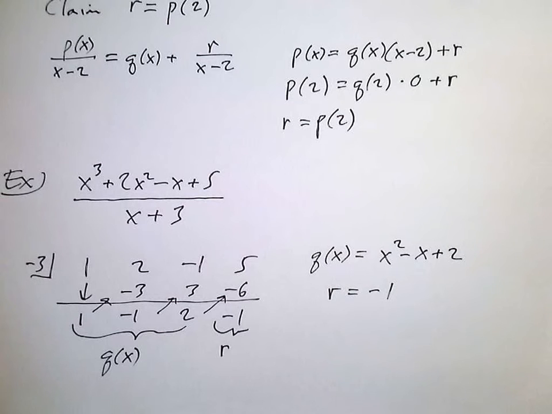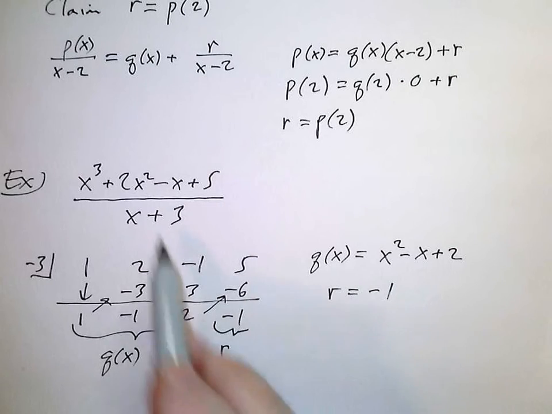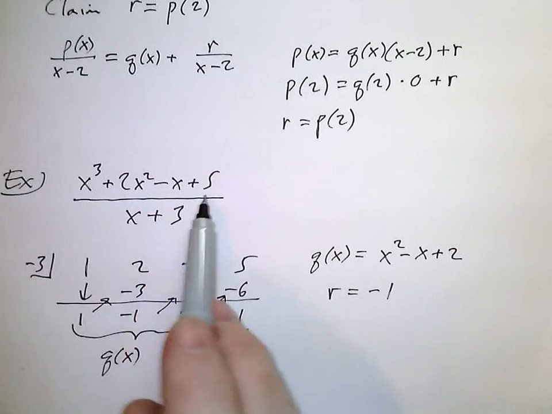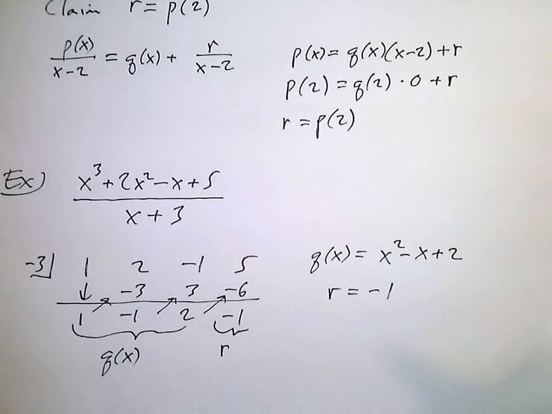And so I claim that negative 1 here is what I get if I put negative 3 into this numerator here, just likewise. And that's that.